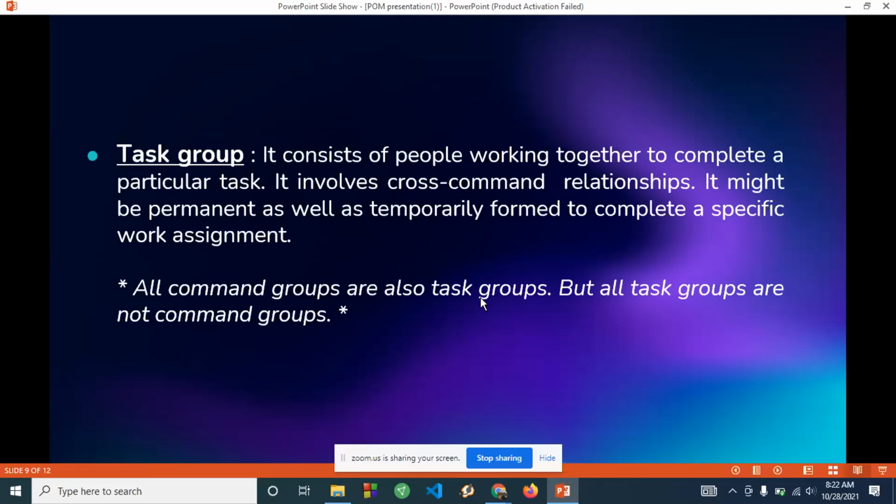Taking these groups briefly, we can say that all command groups are also task groups, but all task groups are not command groups. Command groups are also formed to perform a certain task, so it can be categorized that all command groups fall under the task groups.